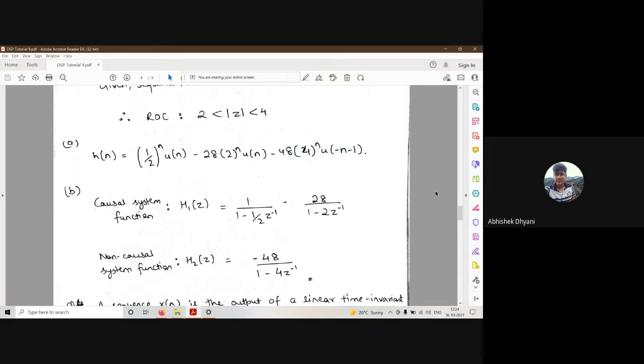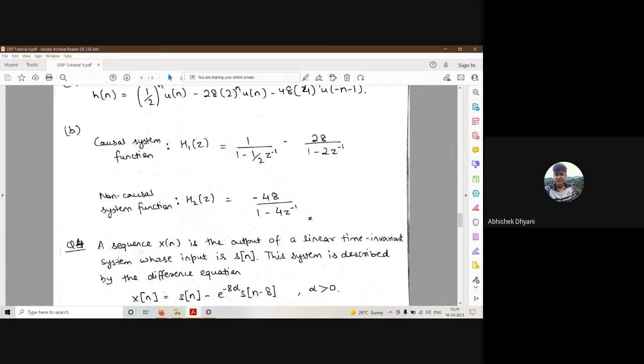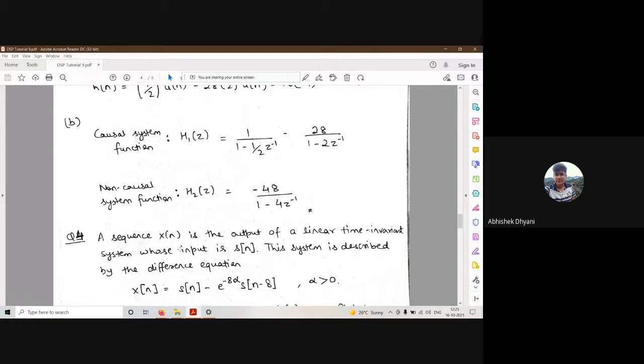And I think this is the final question. Now we have been given a sequence x of n, which is the output of a linear time invariant system whose input is s of n. So the input to the system is s of n, and we get x of n as the output. We have been given this system described by this difference equation: x of n is equal to s of n minus e raised to the power minus 8 alpha times s of n minus 8, where alpha is greater than 0.